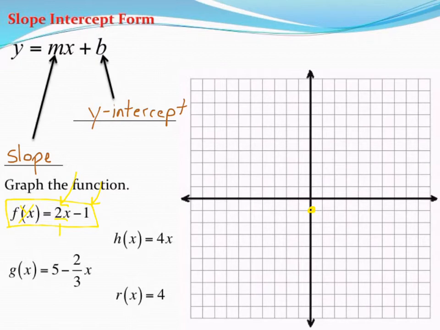So I have a slope of 2 over 1. So from where I began, let's count up 2 and over 1 and put a point. Count up 2 and over 1 and put a point, and up 2 and over 1. You can also count down 2 and backwards 1. Do as many as you need to see that line.